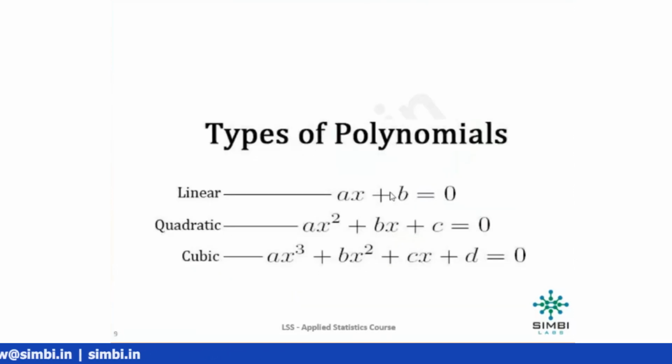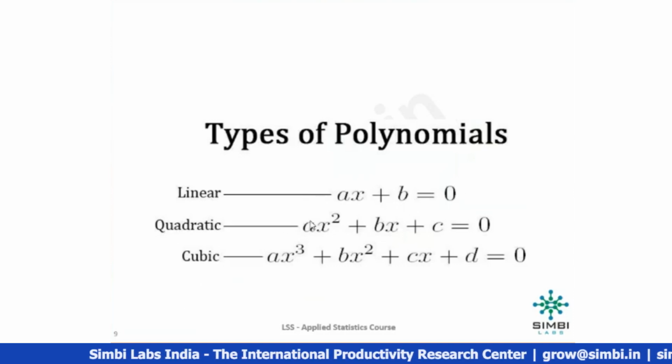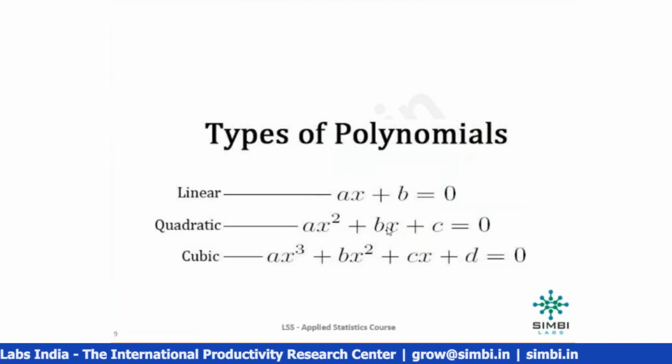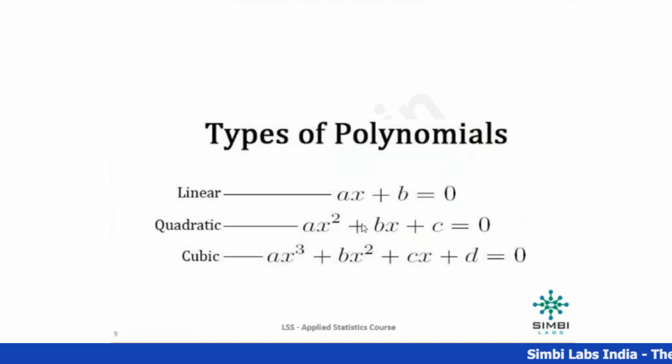Here we can see the types of polynomials. We have three types of polynomials. One is linear, ax plus b equal to 0, then the quadratic polynomial, ax square plus bx plus c equal to 0, and cubic, which is ax cube plus bx square plus cx plus d equal to 0. These are the three types of polynomials we can follow to do the problems.